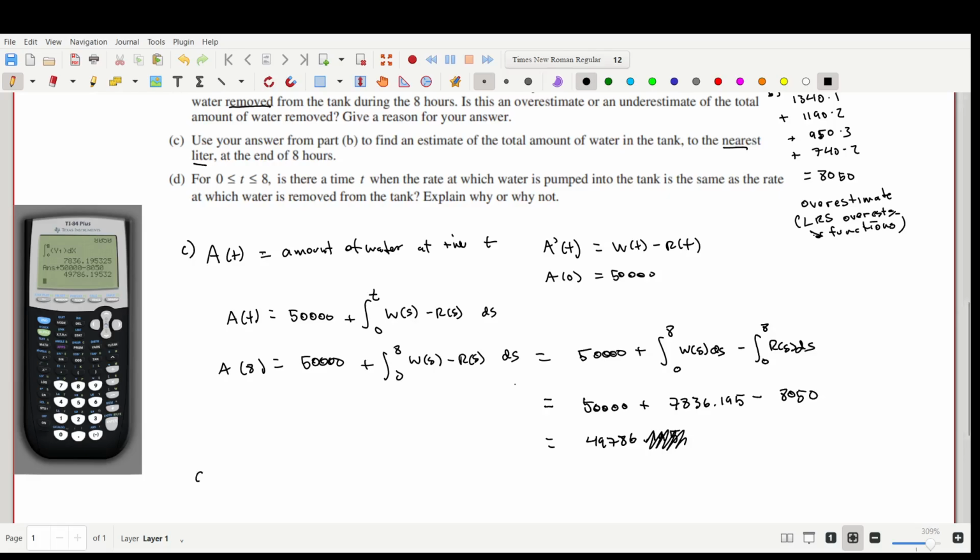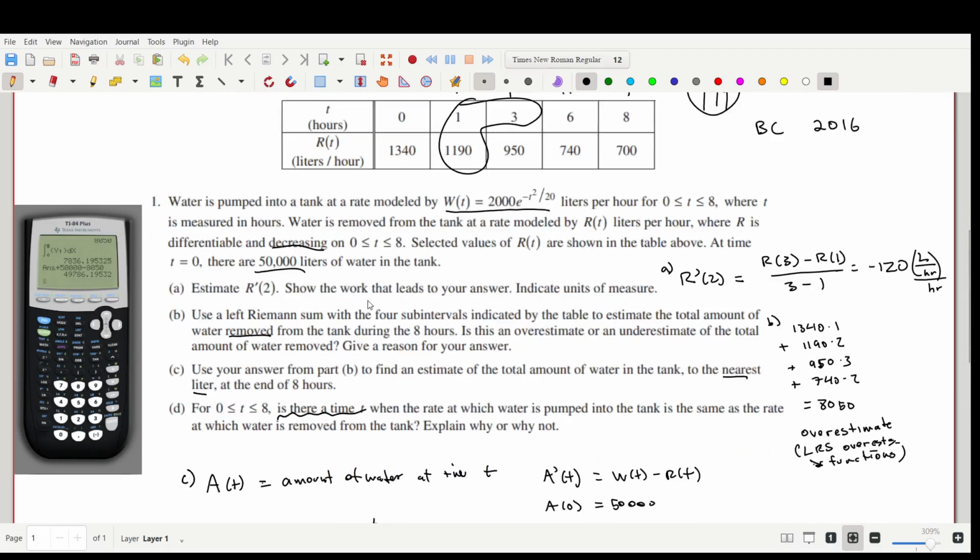Okay, D. For 0 less than t less than 8, is there a time when the rate at which water is pumped into the tank is the same as the rate at which water is removed? All right, so is there a time question? It's almost always MVT or IVT. In this case, I know a good amount about the rates. So you might think that's MVT, but it's actually IVT, right? Because MVT tells you something about the derivative. I don't care much about the derivative of the rates. I care about the rates themselves. So it's probably an IVT problem.